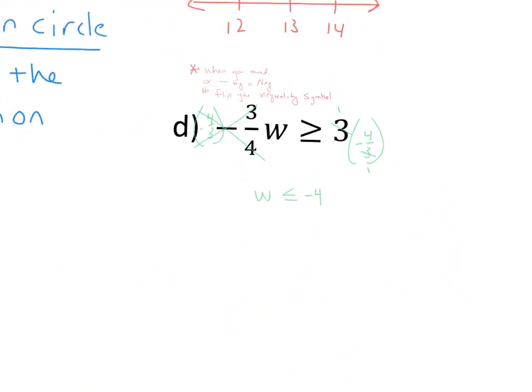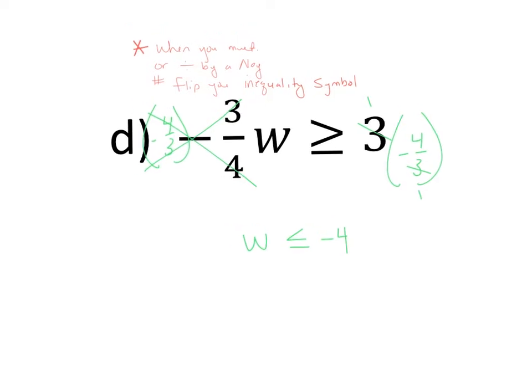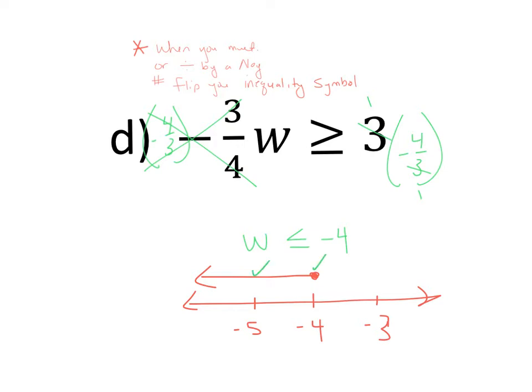And then if I'm asked to graph it, I'll get my number line going here. So I've got -4, -5, -3. Now this is going to be closed in because there's an equal sign on it, and it is pointing to the less. So again, -4 is an answer, -5 is an answer, but not that 3.